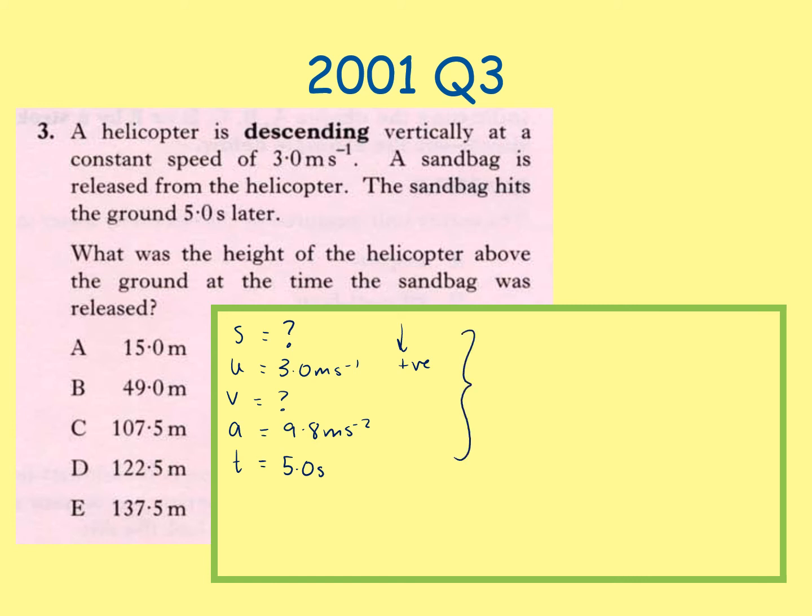The most appropriate equation to use for this would be s equals ut plus a half at squared. Substituting in our values, we get s equals 3 times 5 plus a half times 9.8 times 5 squared. This gives us an answer of s equals 137.5 meters, which corresponds to answer E.